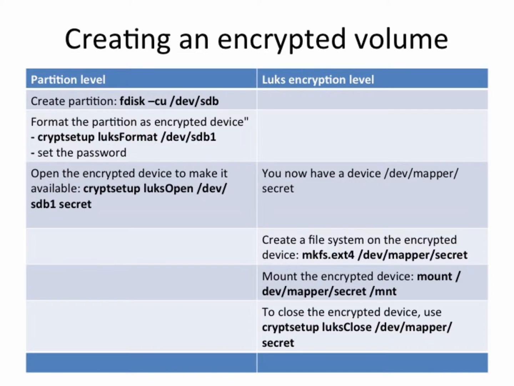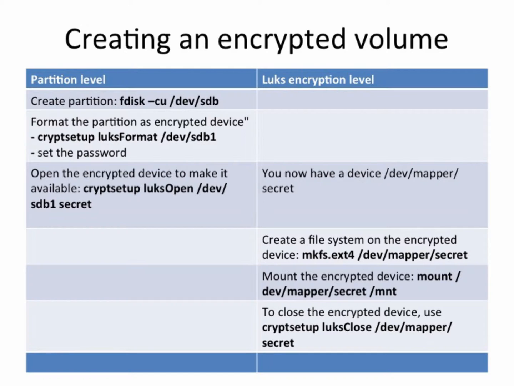Now, once you have formatted the encrypted device, you need to open it to make it available to your operating system. So that would be the cryptsetup luksOpen command. This results in a new device that is created in the /dev/mapper directory. This /dev/mapper device takes the name that you have used when using the cryptsetup luksOpen command. Now, on this /dev/mapper device, you can create a file system, mount it, and once you stop working with it, you can close it.